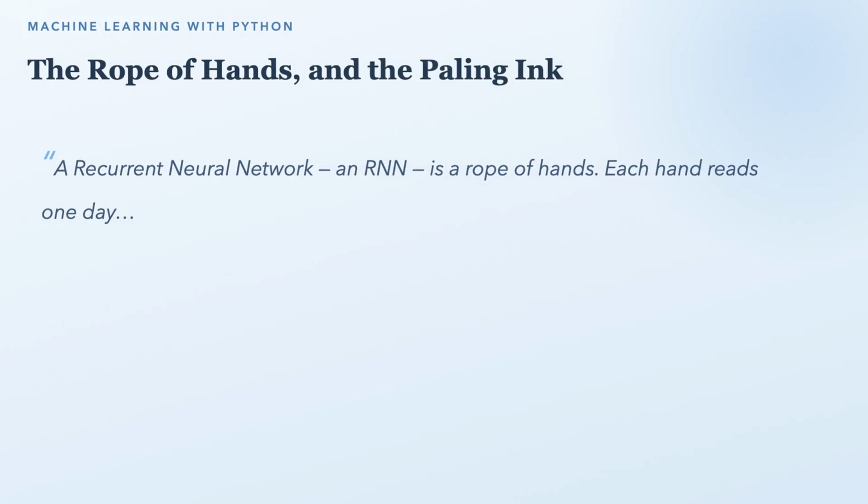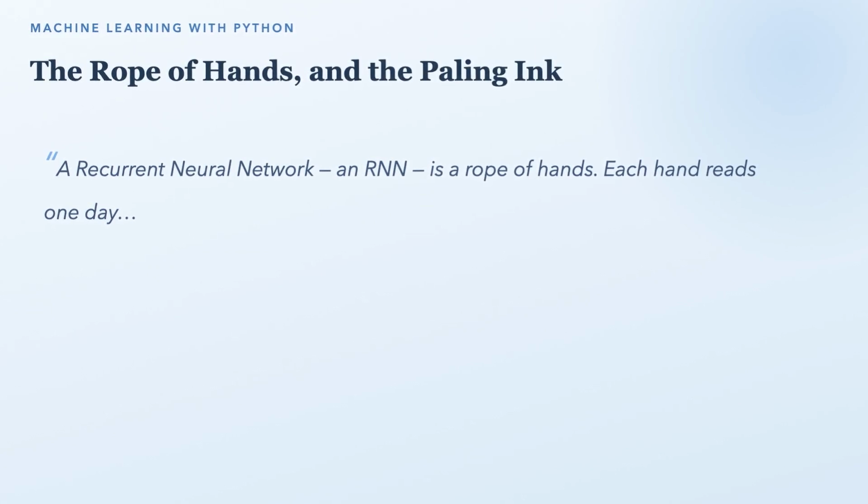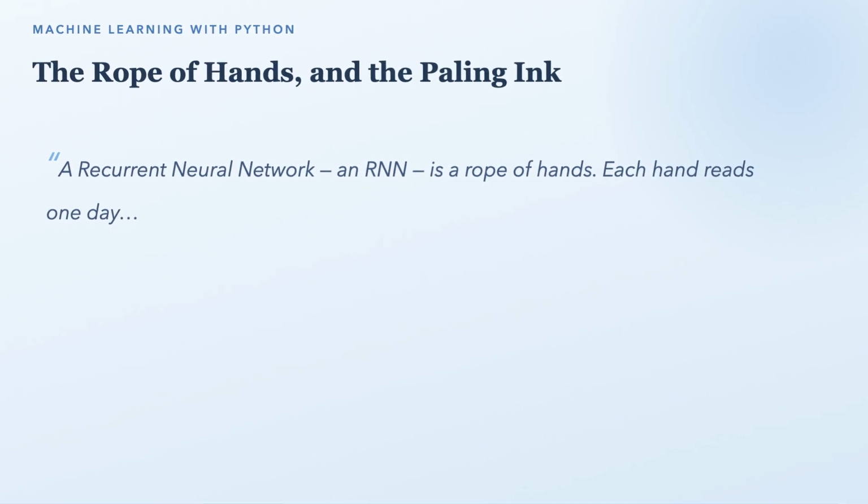A recurrent neural network, an RNN, is a rope of hands. Each hand reads one day, writes what it learned on a note, and passes the note downstream, along with the day itself. Memory. Traveling with time. A lovely idea. But watch the ink. 5 hands in. Still dark. 15 hands, lighter. 30. A whisper. By hand 50, the page is nearly blank.